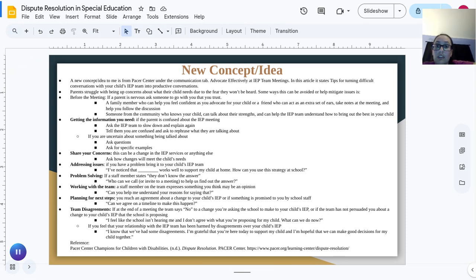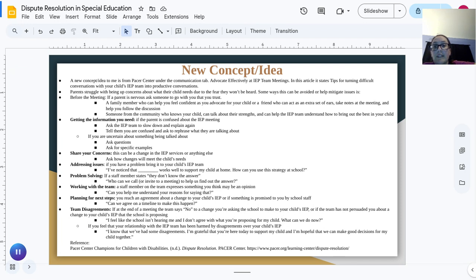Addressing issues. If you have a problem, bring it to your child's IEP team. Let them know that you've noticed that having a list up on the wall works well to support your child at home and with daily tasks, and ask if this could be used as a strategy at school.